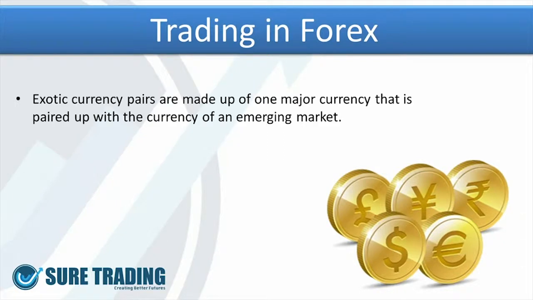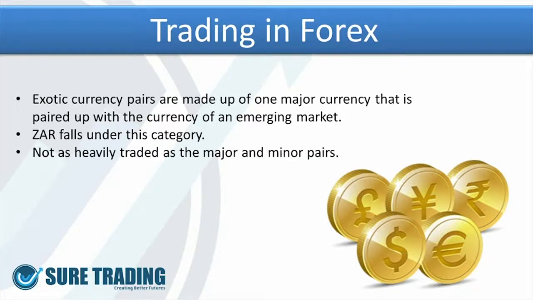Exotic currency pairs are made up of one major currency that is paired up with the currency of an emerging market. Our currency, the ZAR, falls under this category. They are not as heavily traded as the majors and the minors. And examples of these are the US dollar ZAR, the Great British pound ZAR, or the euro ZAR.